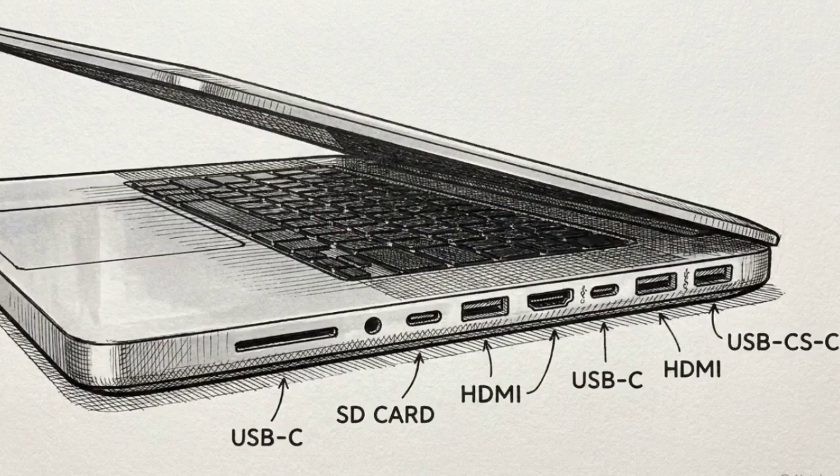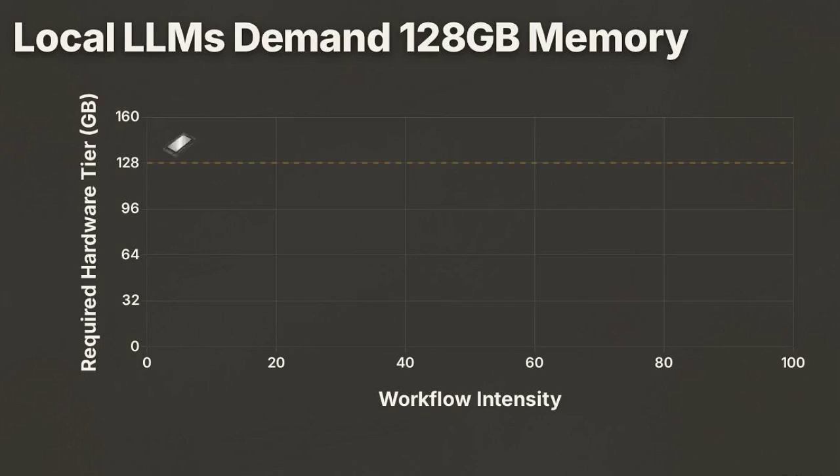Let's look at the first major variable, the 128 gigabytes of unified memory. Apple charges a significant premium to reach this specific memory capacity. As this chart shows, standard professional tasks remain deep in the bottom left quadrant.